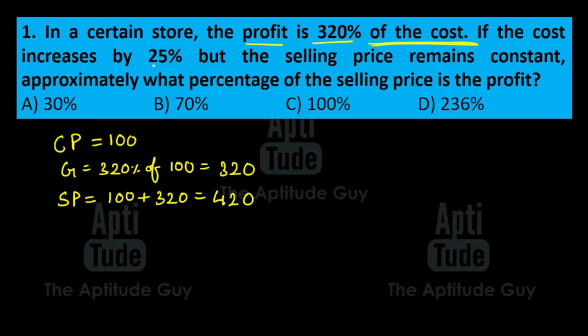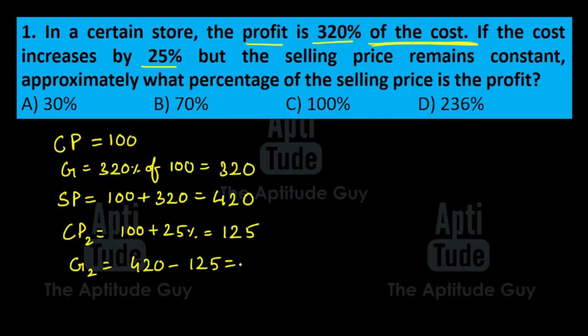If the cost increases by 25%, initially the cost was 100, now the new cost is 100 plus 25%. That is equal to 125. Okay, but the selling price remains constant. So the selling price is 420 itself. That does not change. That means the profit changes. Initially the profit was 320. Now of course the profit will change. How much is the profit? The difference between these two. We have 420 minus 125. That is equal to 295. That is the new profit.